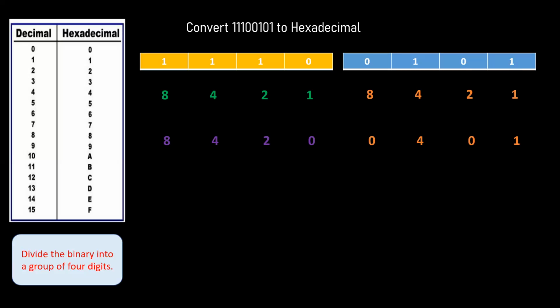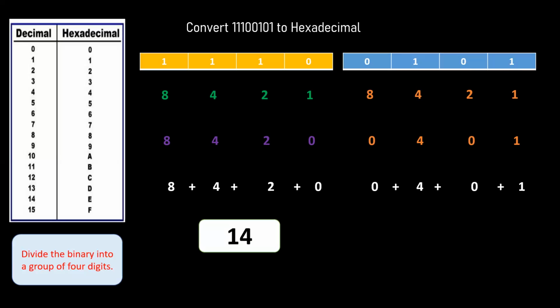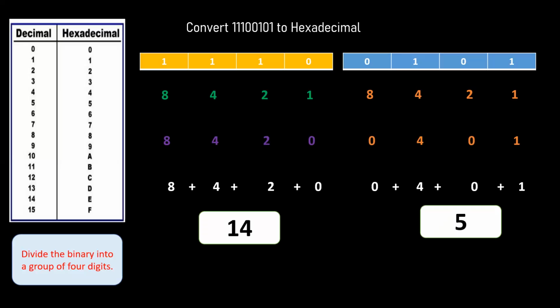Next is we would need to get the sum of these products. So we have 8 plus 4 plus 2 plus 0. And we also have 0 plus 4 plus 0 plus 1. To get their sum, I believe the first group, the 8 plus 4 plus 2 plus 0 would come up with 14. While on the other group, this would sum up to 5.